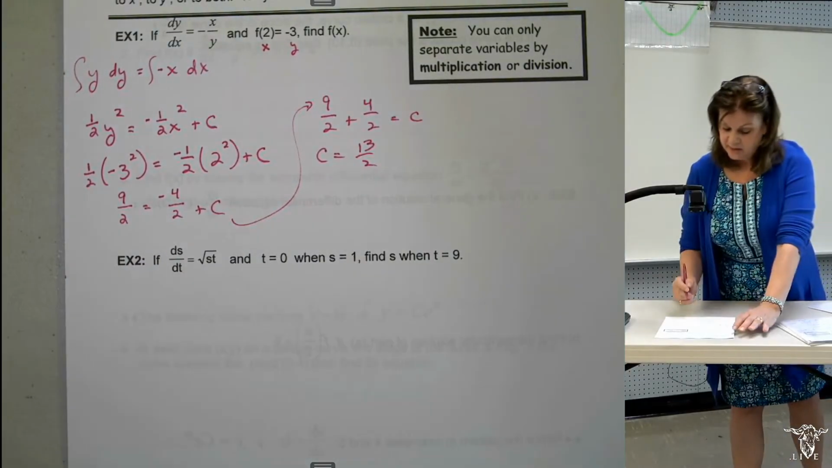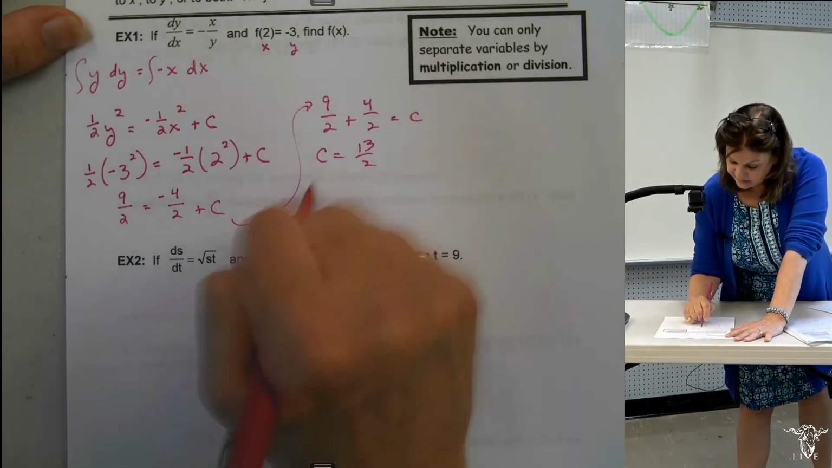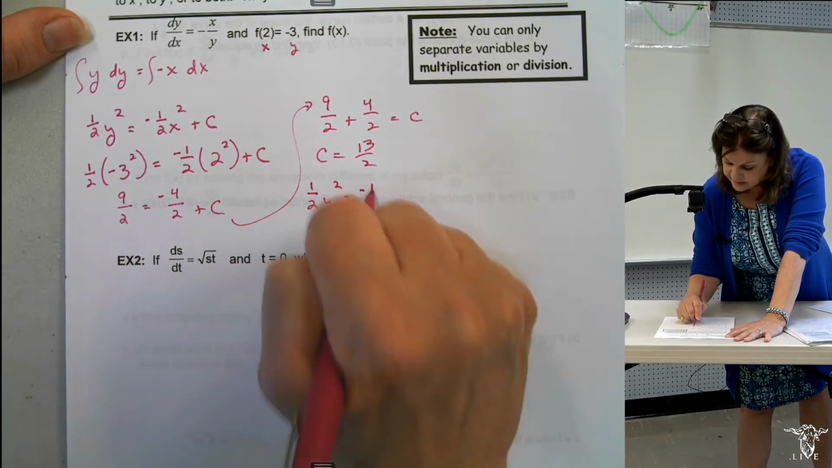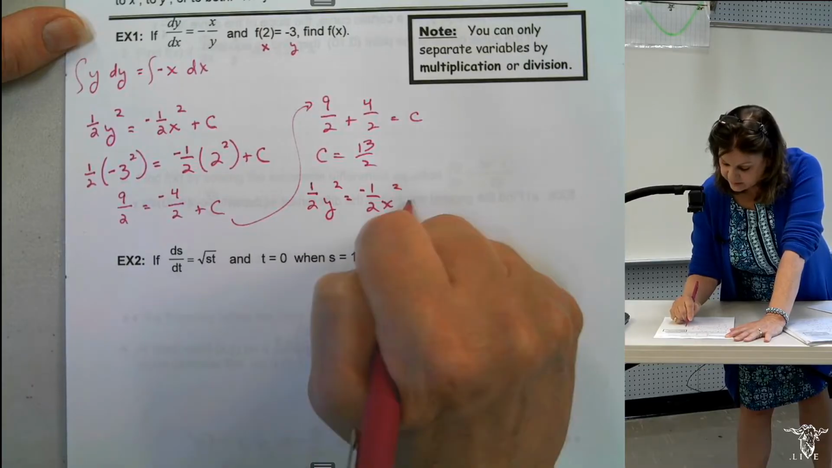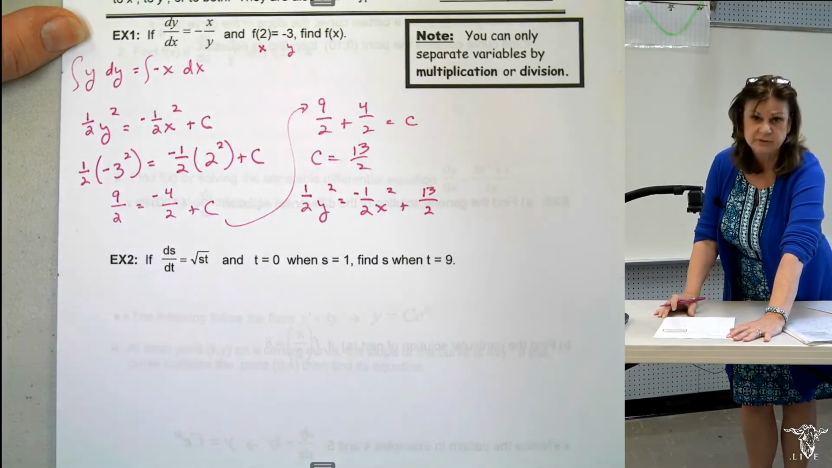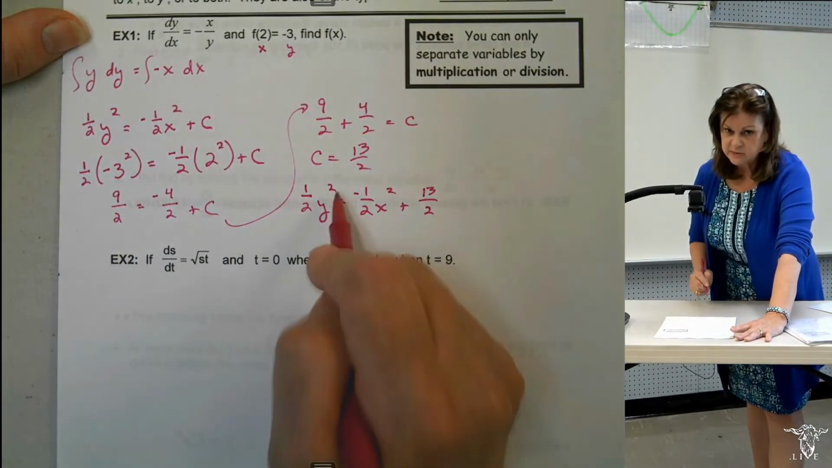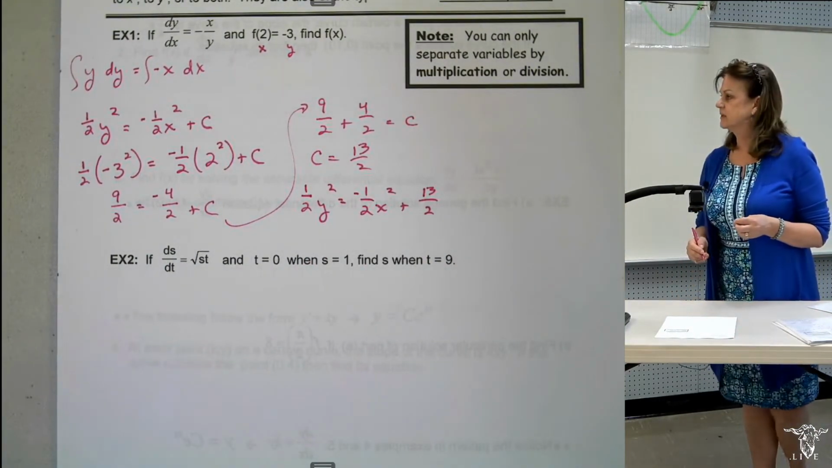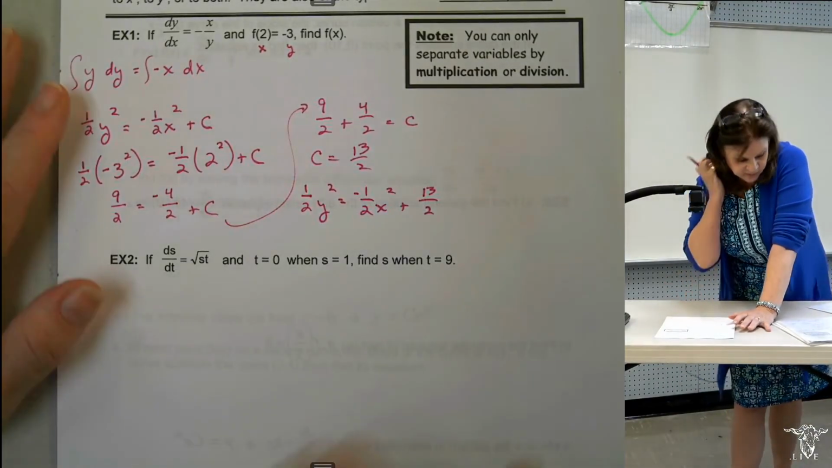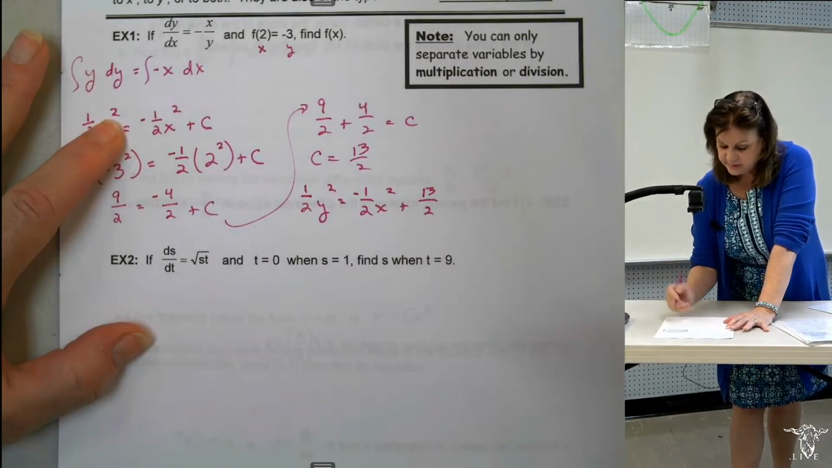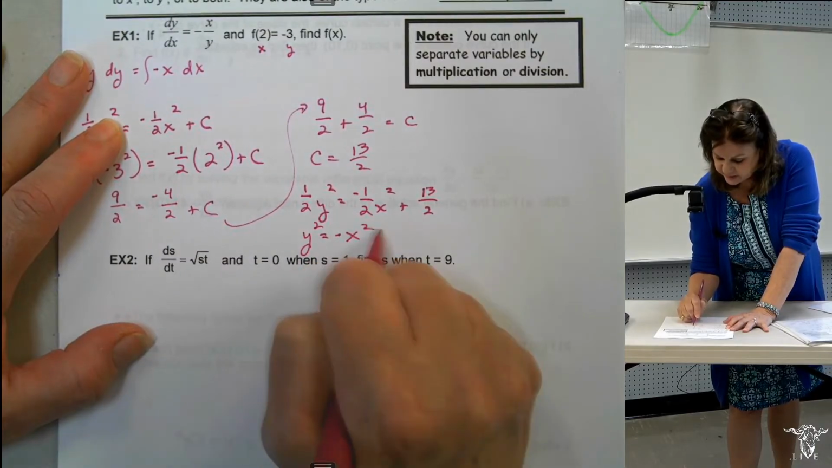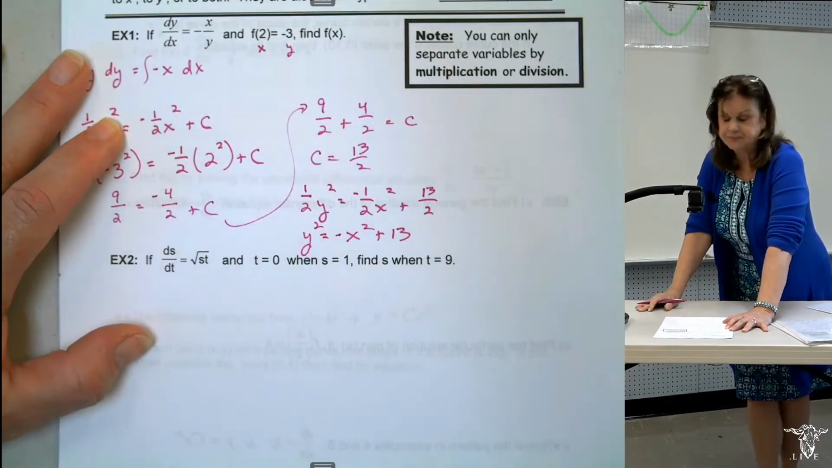Okay, we're going to put it all together. So we have 1/2 y squared equals negative 1/2 x squared plus 13/2. And you're going to think you're done at this point, but you're not, because we have a y squared equation here. So we're going to have to get y by itself. The very first thing I'm going to do, just to make this a little bit easier, is get rid of this denominator of 2. I'm going to multiply everybody by 2. So I've got y squared is negative x squared plus 13.